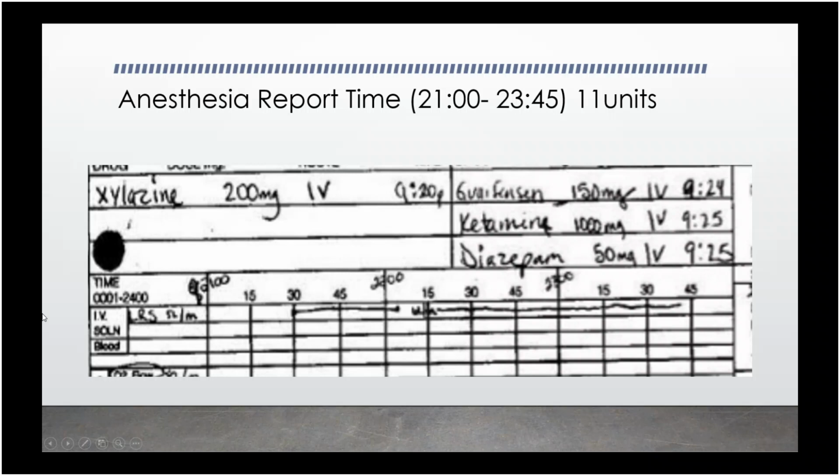was we have the time, we have the IV, what it was, the type of anesthetic, the 150 milligrams, the ketamine, and the diazepam that they give. It was started at 2100 and it was continued on 2200, 2300, and they drew the line all the way almost to 1145. So 2100 to 1145, there is 11 units.